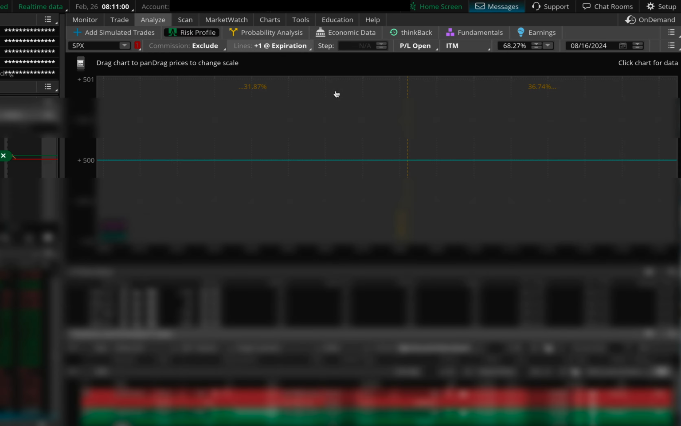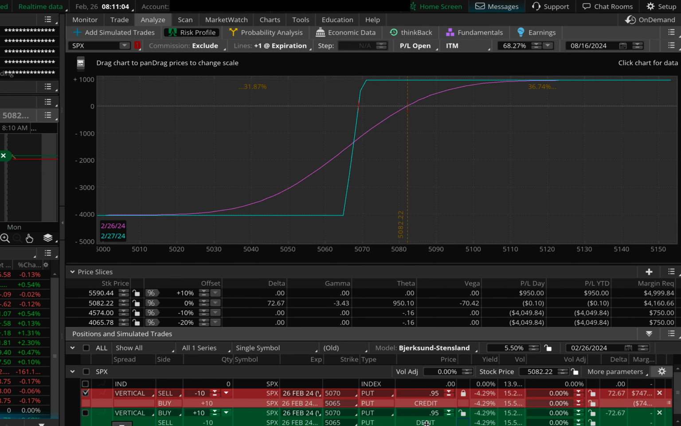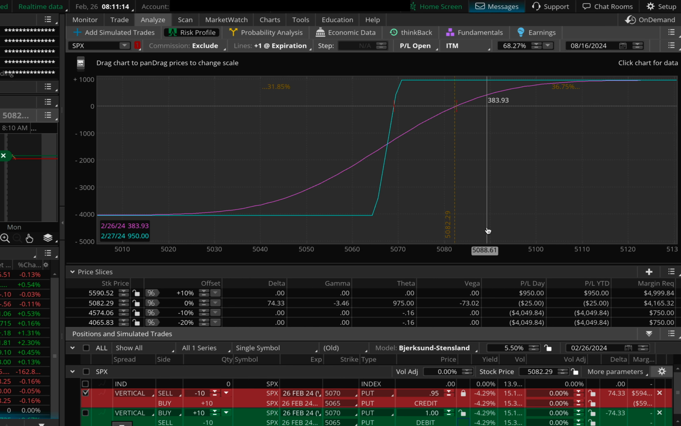Here we go. And I'm just going to unlock this so I can monitor this price right here as it moves around. Here's our trade, and we're off and running.